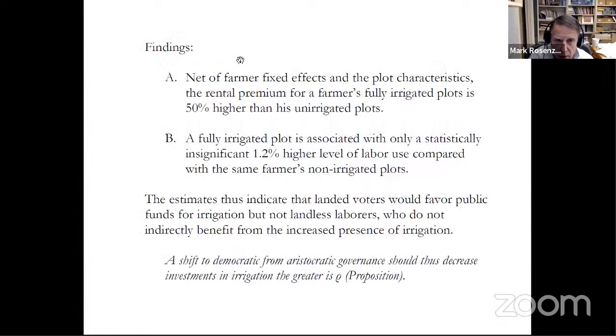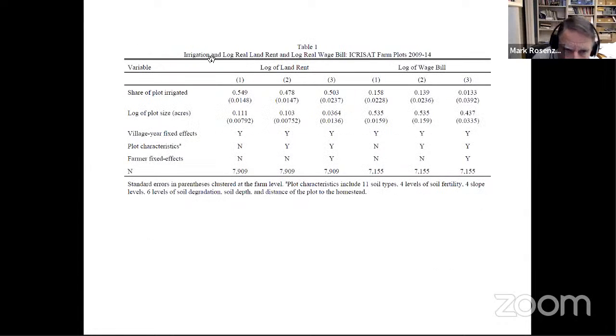Okay, so what do we find? Well, let's look. So dependent variable log of land rent with different controls, and then the dependent variable, the log of the wage bill, which is going to tell us whether irrigation affects the demand for labor. Okay, so we have on the right-hand side the log of the share of the plot irrigated and the log of plot size, because we have the log of the rent. Okay, we have village and year fixed effects.